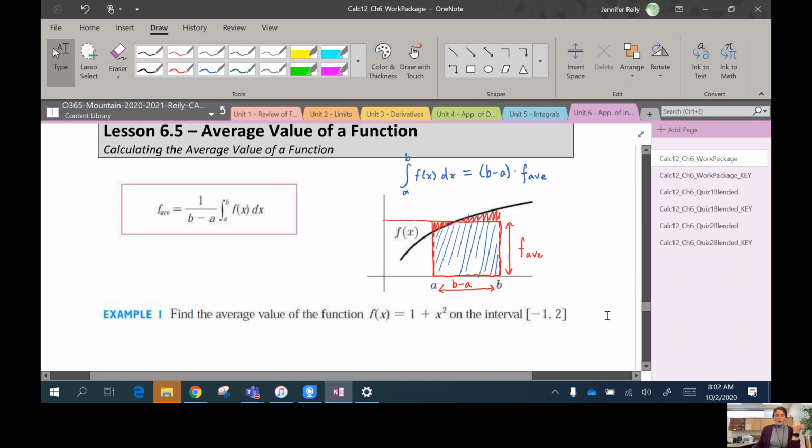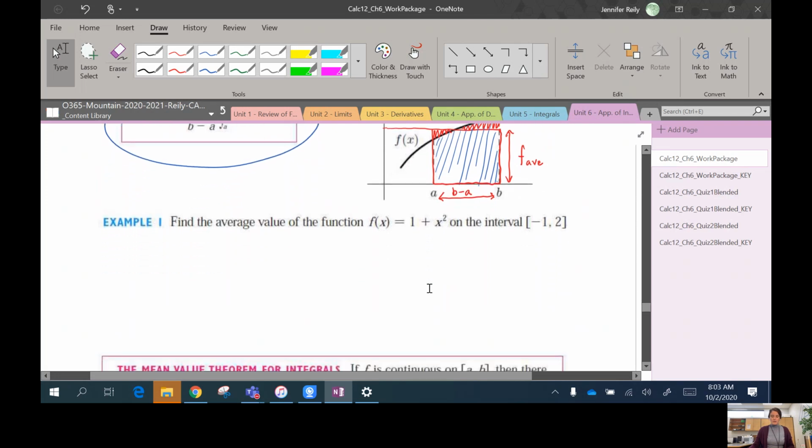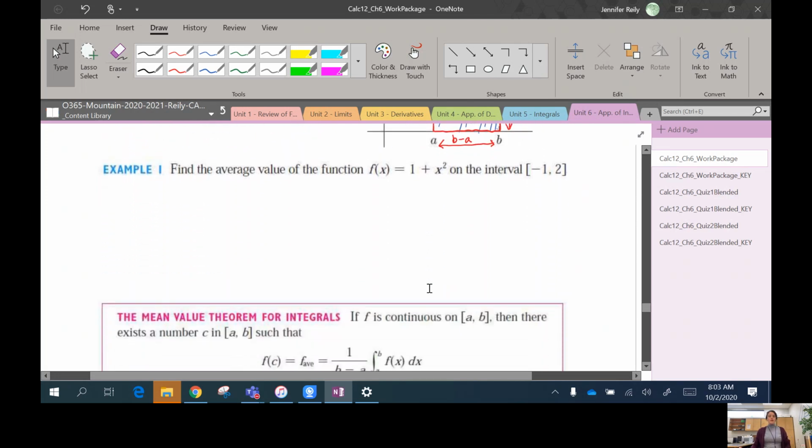I don't need you to be able to derive it, but here is the formula. Okay, so the b minus a is moved to the other side, so it's 1 over b minus a times the area under the curve from a to b. So that's the average value formula. We're going to now try it out on a function.